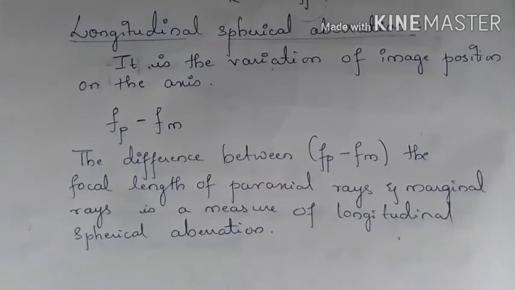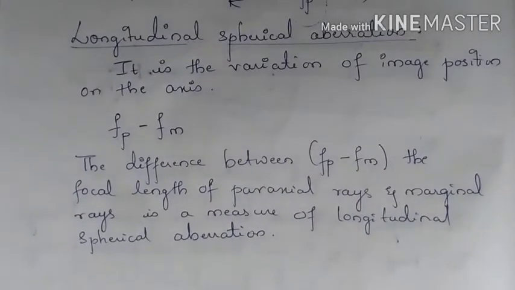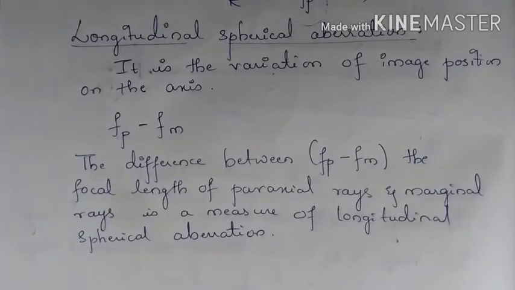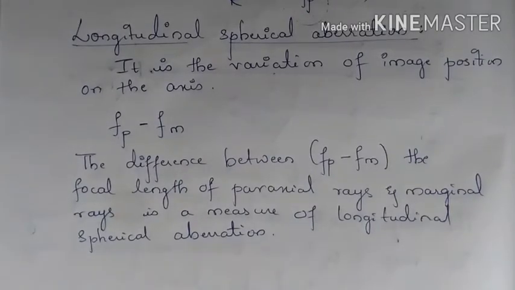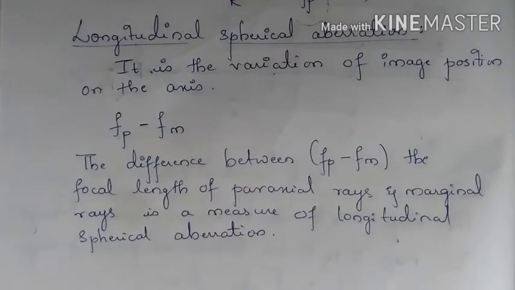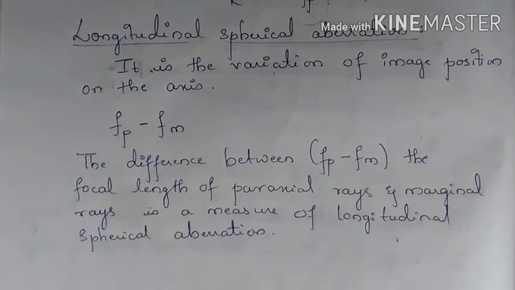So this difference between Fp and Fm gives the measure of longitudinal spherical aberration. Now there are two different focal points, Fm and Fp. So there will be a variation in image size, and that is known as lateral spherical aberration.